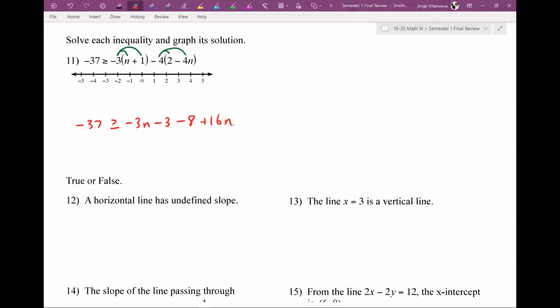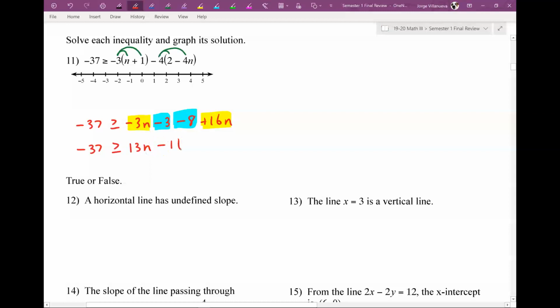Maybe it's a mistake on the other side, but still, let's always make sure, just double check it. So negative 3n minus 3 minus 8 plus 16n. Let's combine like terms. I'm going to combine the minus 3n and the plus 16n first, and then I'm also going to combine the negative 3 with the negative 8 on that side. So I'm going to write negative 37 is greater than or equal to 13n, because negative 3 plus 16 is 13, minus 11.